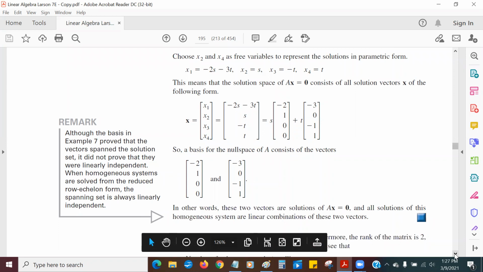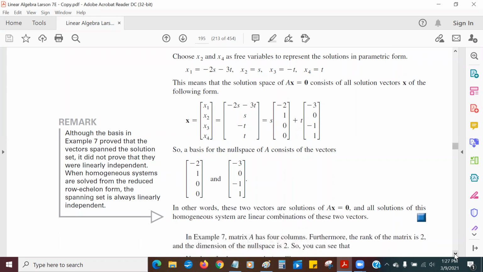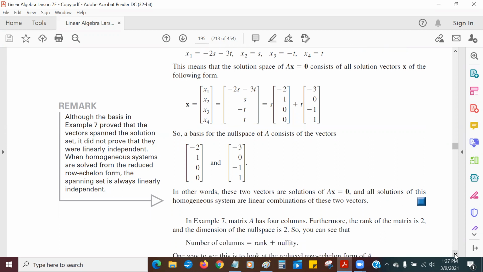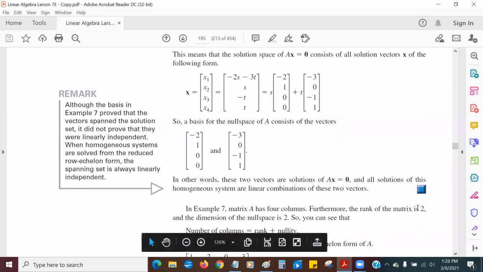So obviously the basis of the null space is these 2 vectors, which means that the nullity equals 2. The nullity, which is the dimension of the null space, is 2. And notice that the original matrix had 4 columns. The rank of the matrix was 2, and the dimension of the null space, aka nullity, is also 2.